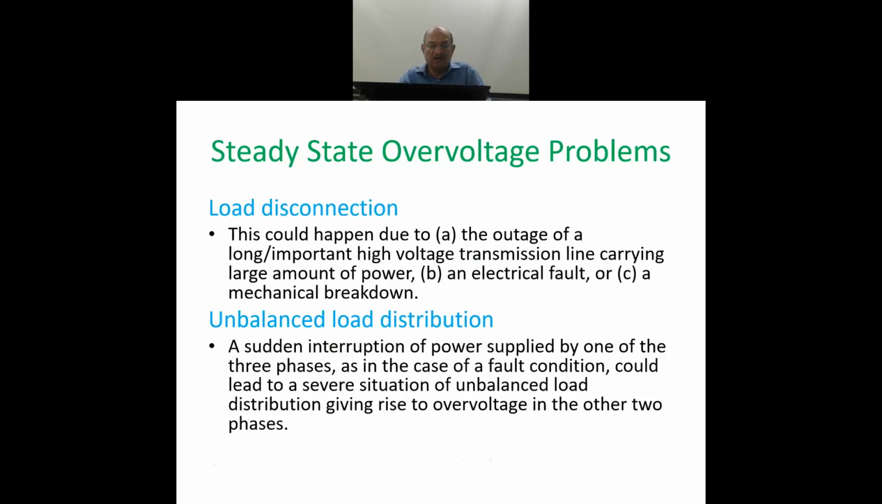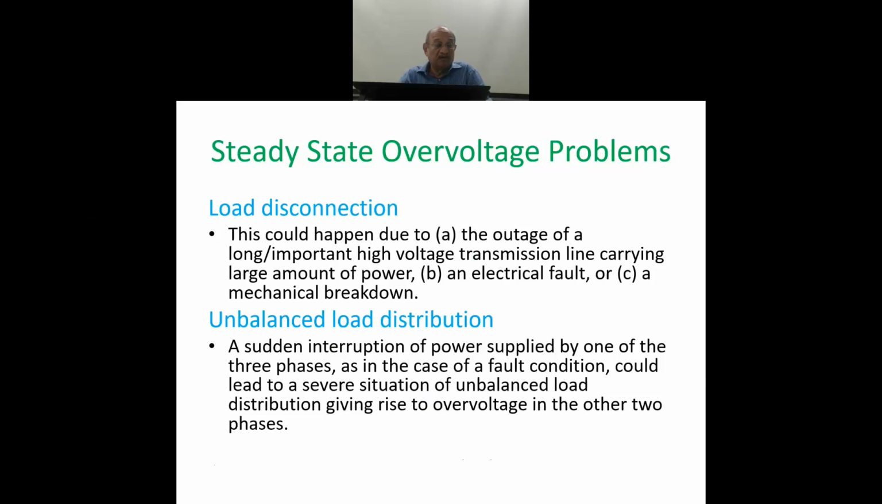So electrical faults, mechanical breakdowns, anything could be there for load disconnection. So steady state over voltages, one cause is load disconnection. And another cause of steady state over voltage is a sudden interruption of power supplied by one of the three phases.